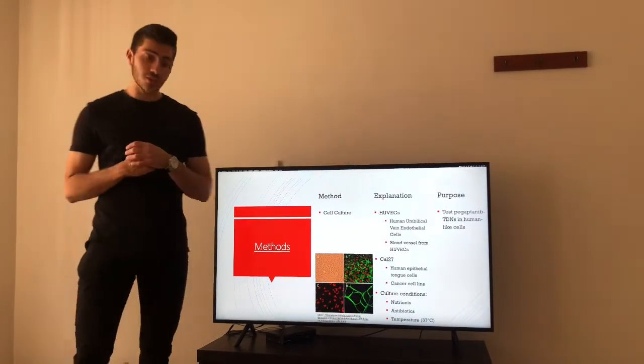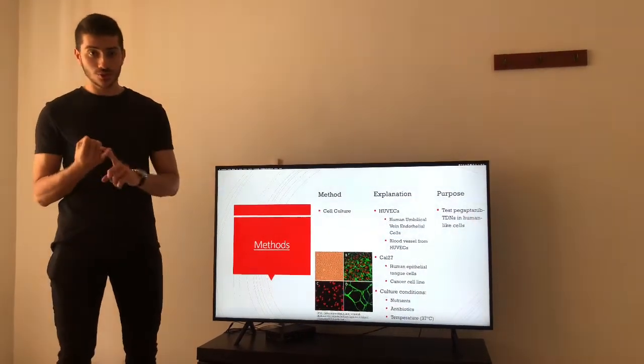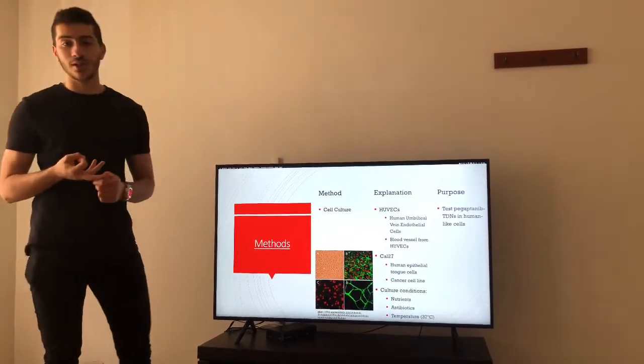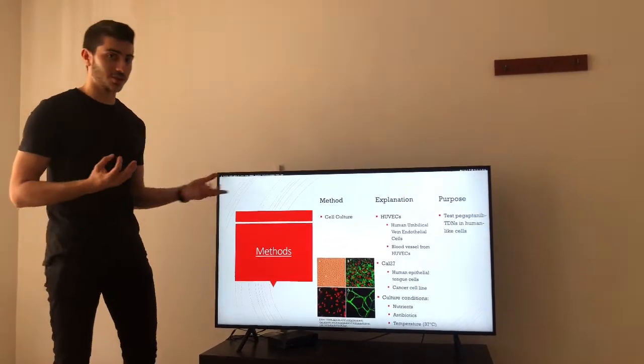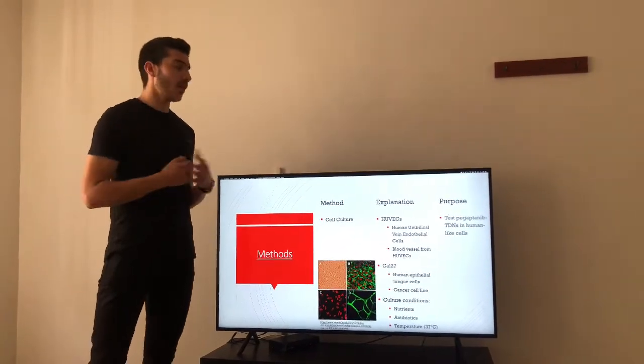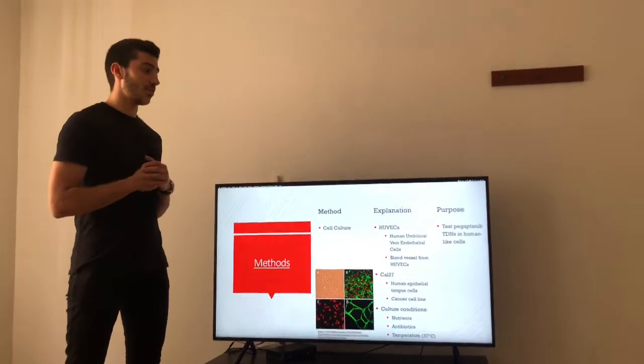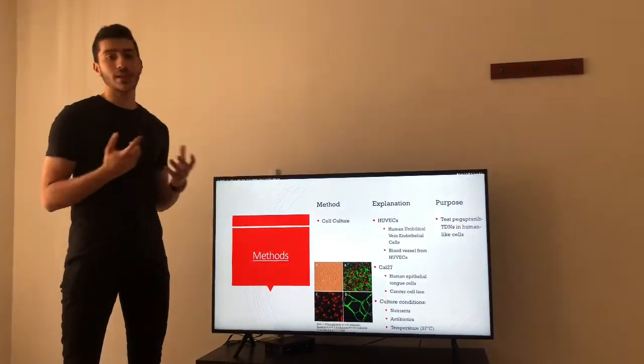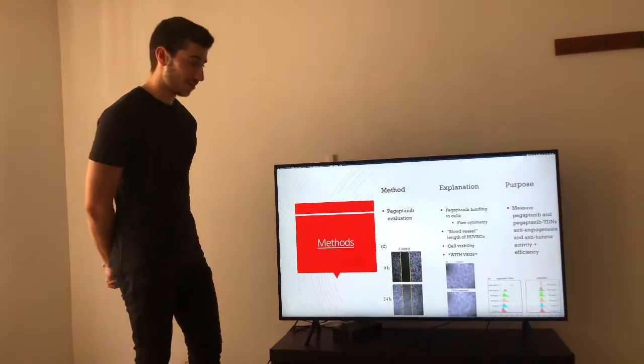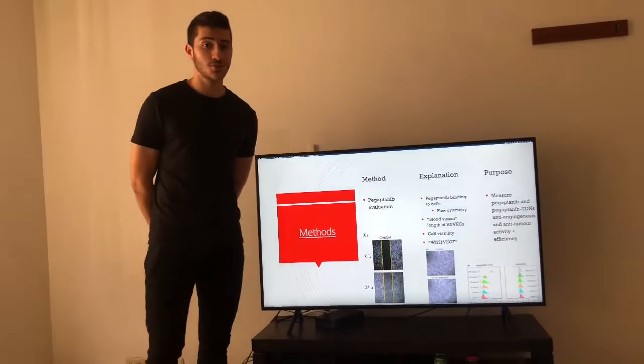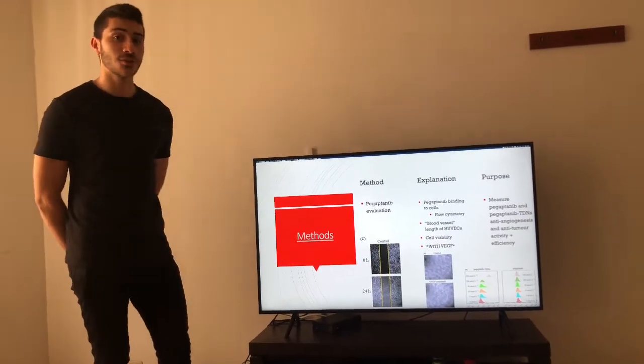The conditions in which they were grown, they had to have nutrients, antibiotics, and a temperature that was similar to our bodies, which is around 37 degrees Celsius. And the purpose was simply to test the pegaptanib-loaded TDNs in human-like cells. The fourth method was the pegaptanib evaluation. In order to do this, the researchers made 3 standards in order to evaluate it.